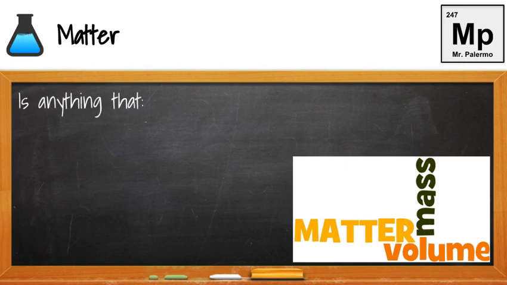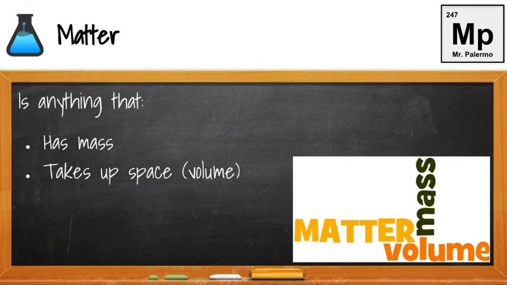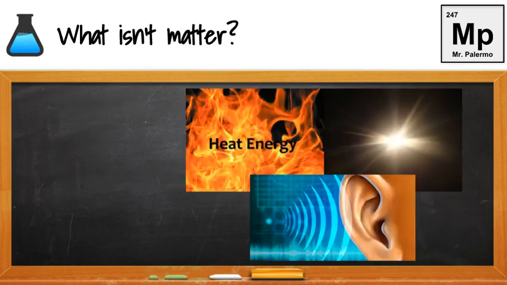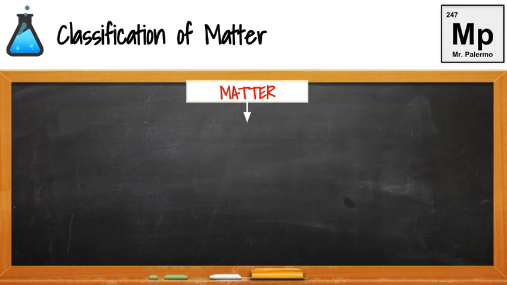Recall that matter is anything that has mass and takes up space, which we call volume. And we can classify matter. So first, what isn't matter? Non-matter are things that do not have mass and take up space, things like light, heat, and sound. Once we classify something as being matter, we can further subclassify that.